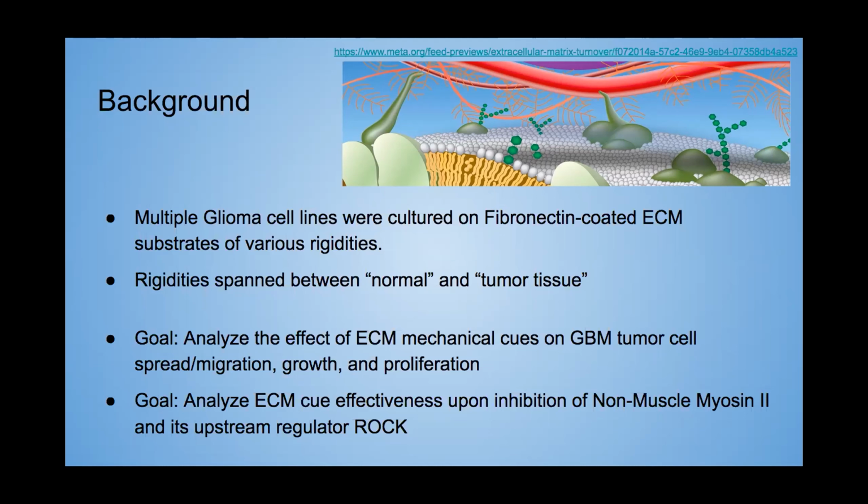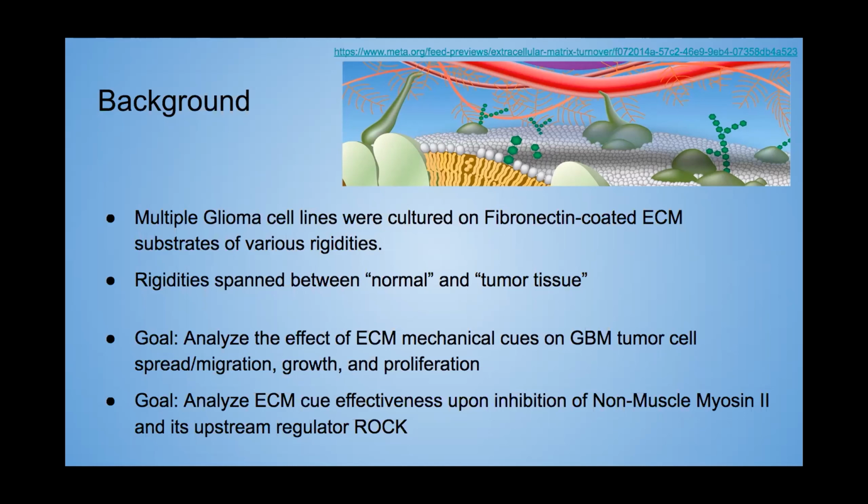Yeah, I mean that would make sense, but oddly enough they didn't really specify that. Anyways, the goal of the paper is to analyze these ECM mechanical cues and what effect they have on the GBM tumor cells, as far as 3 criteria. The first is kind of confusing. They use the words spread, migration, and motility pretty interchangeably, but that'll be the first criteria. The second is growth, and the third is proliferation.